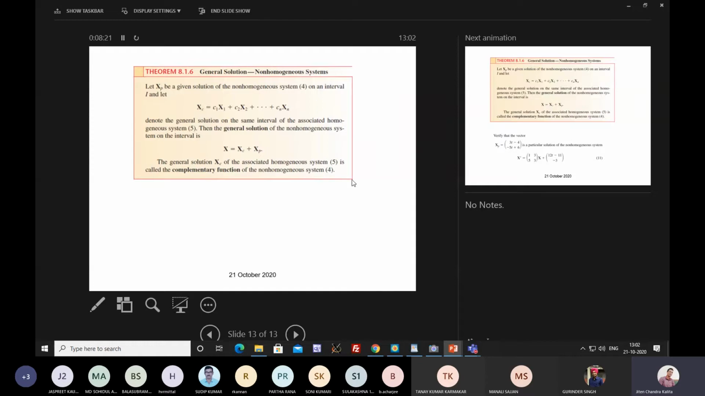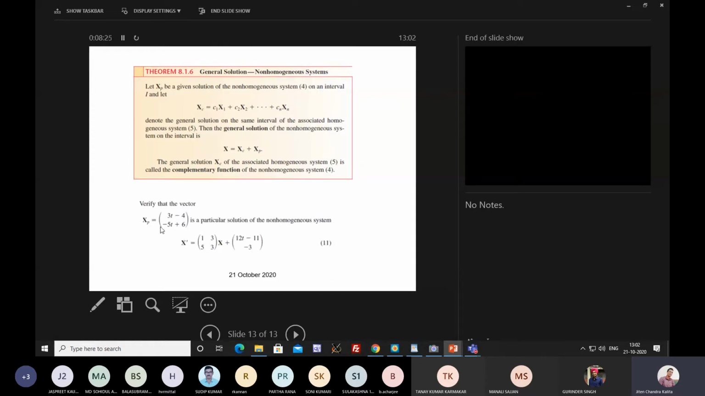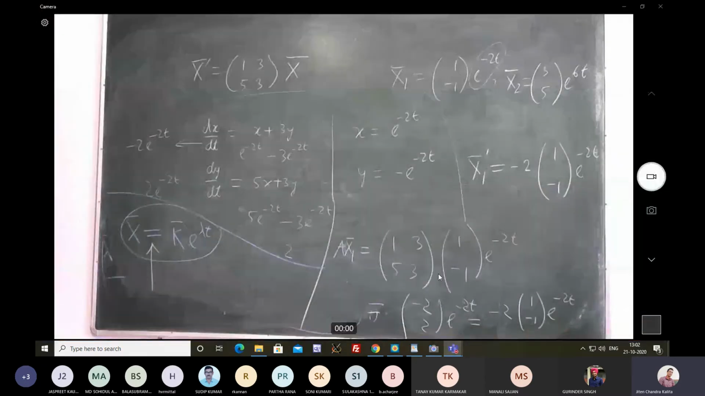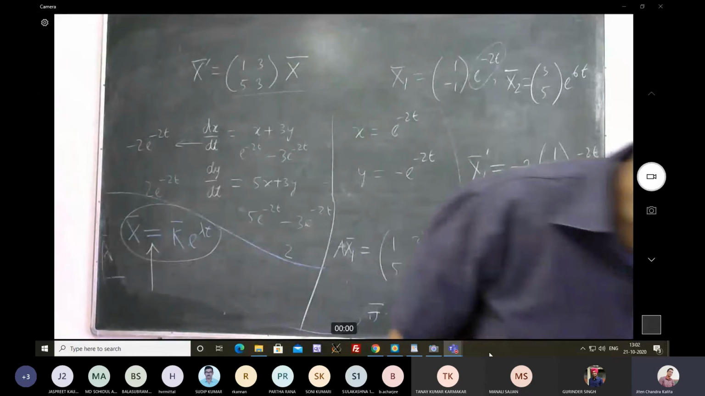Next time you can easily verify that this is a particular solution of the non-homogeneous system. You simply plug it in here, and you will see that it satisfies this. So I think that is all about the recap of the theorems.